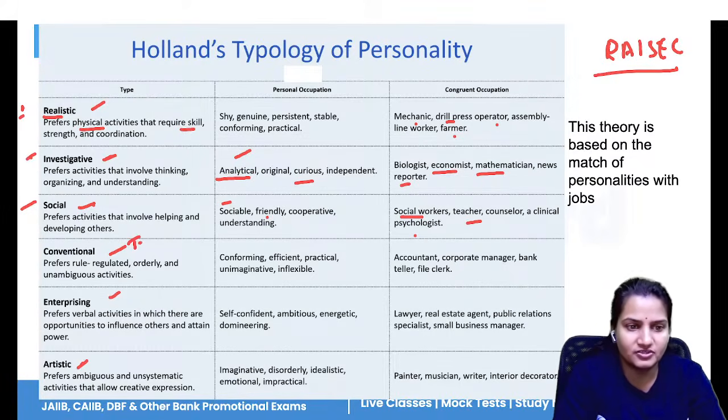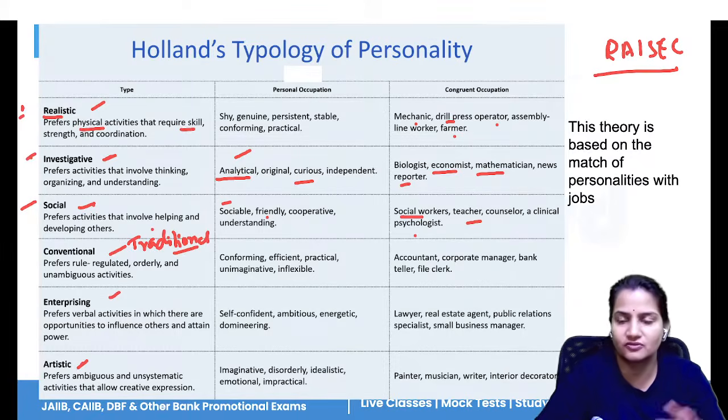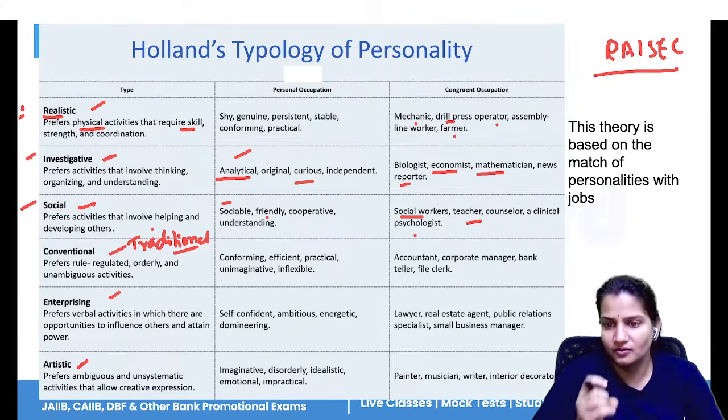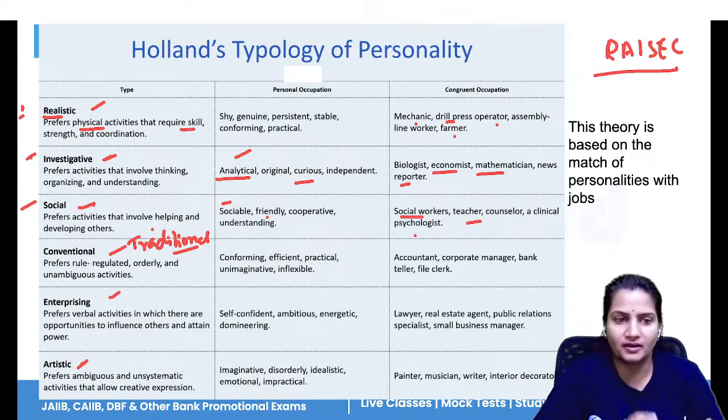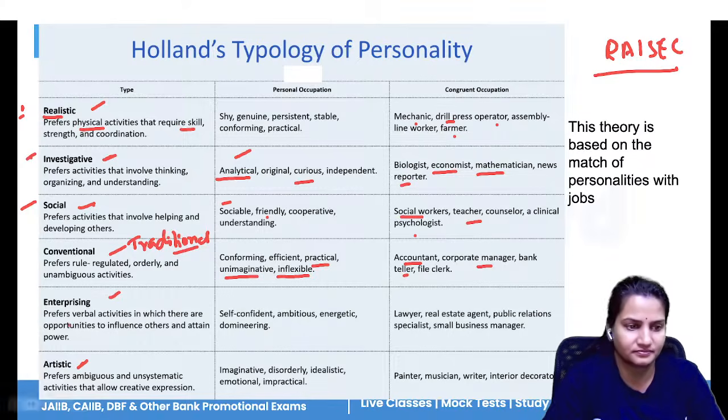Conventional is traditional. If you prefer to do traditional work, meaning the same type of work every day, no changes, no new technology, adopting the old pattern you are following, it means you want inflexibility in your career, you are unimaginative and more practical. So you can become an accountant, corporate manager, teller, all this.